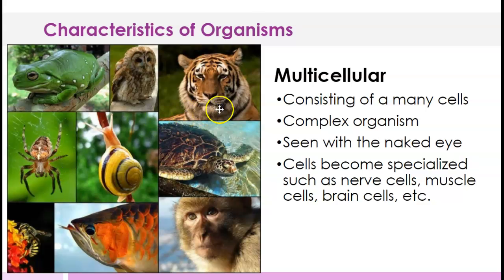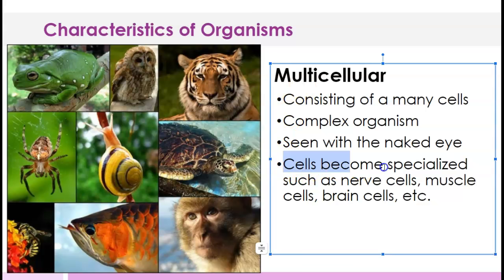Characteristics of an organism can also be multicellular, meaning it consists of many cells. Complex organisms will be like this, and they can be seen with the naked eye. You do not have to use a microscope to view a multicellular animal, plant, fungus. You should be able to see them. The cells become specialized for what they do. They could become a nerve cell in an animal, muscle cell, brain cell, flower, stem, branch, grass. I mean, these are all going to have their own specialized function.